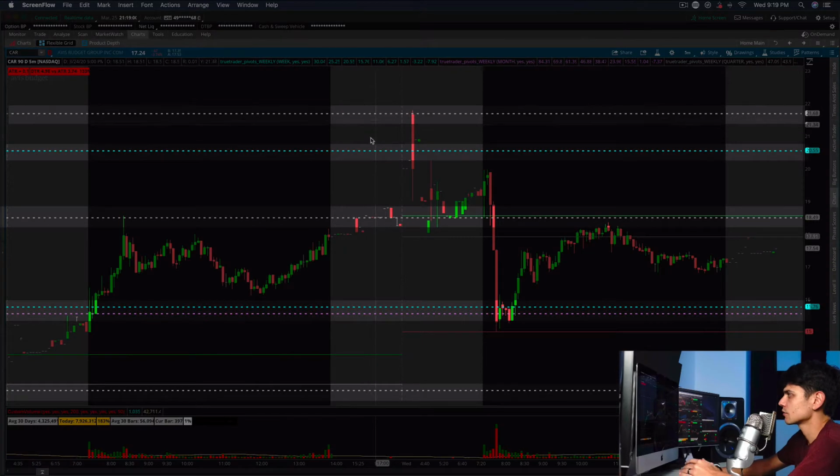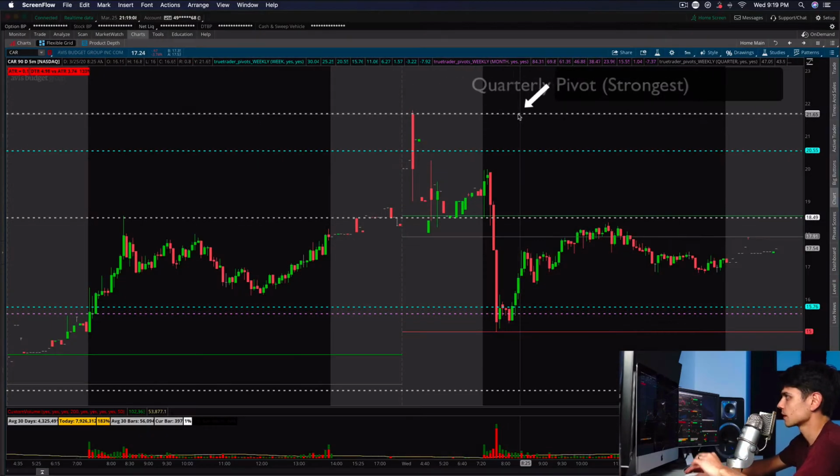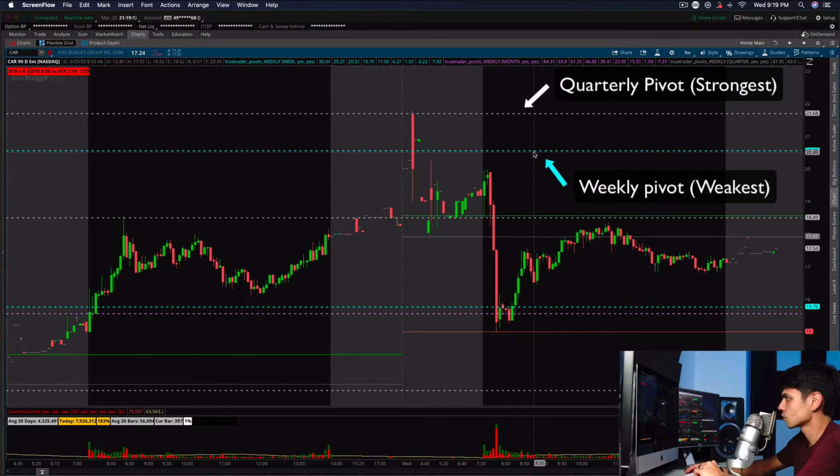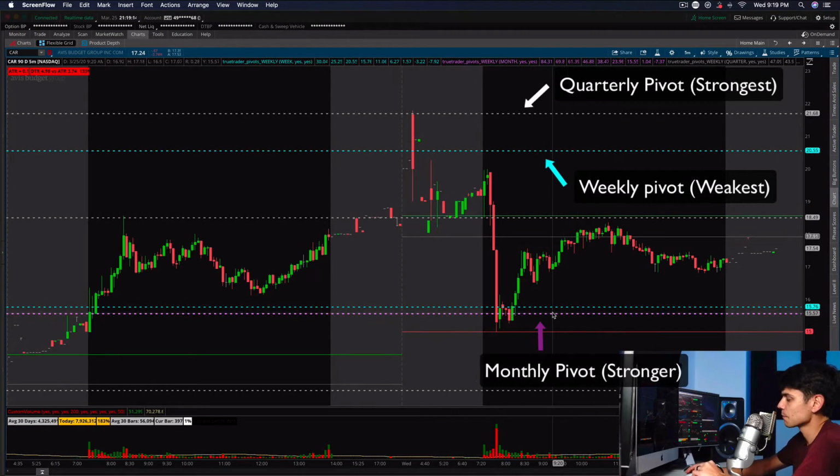And I use the pivots as areas to enter for reversals. This gray one here is a quarterly pivot line. This blue one is a weekly, and this purple one is a monthly. The pivots are tiered in strength. So the quarterly is the strongest, the monthly is the next, and the weekly is the weakest. So the longer time frame, the stronger they are.